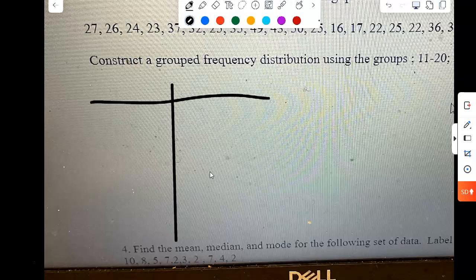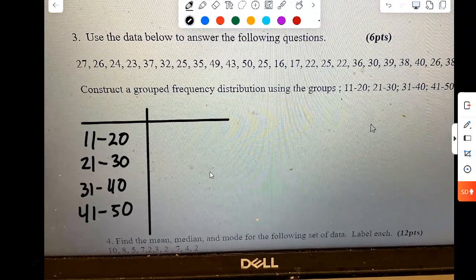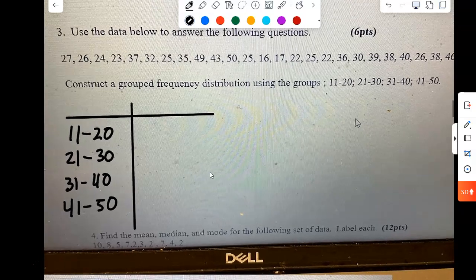And our groups again are 11 to 20, sorry, 21 to 30, 31 to 40, 41 to 50, and I think that's it, right? And so we're just going to go through and count. Now, this time, instead of crossing stuff out, I'm just going to use a highlighter.